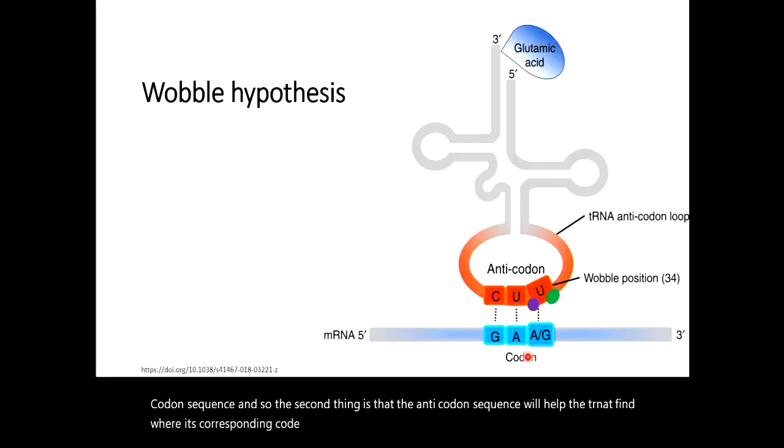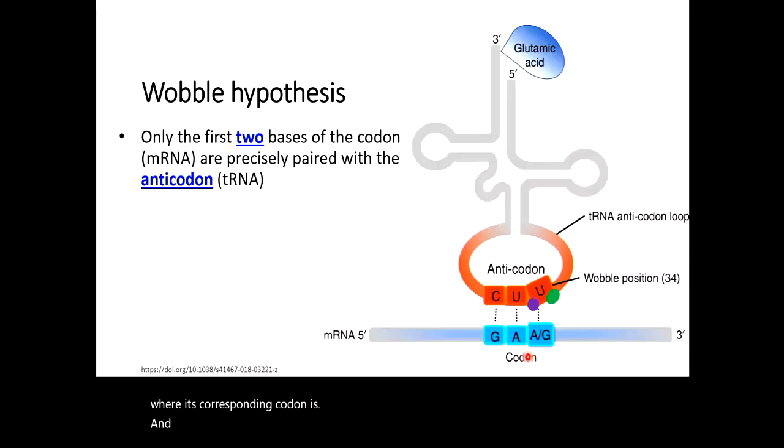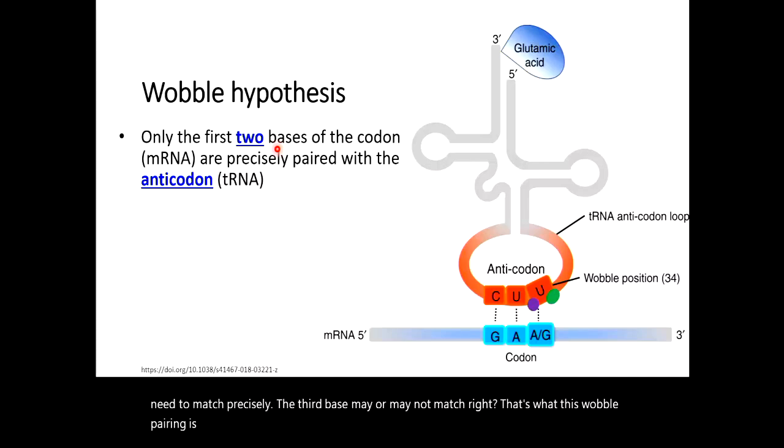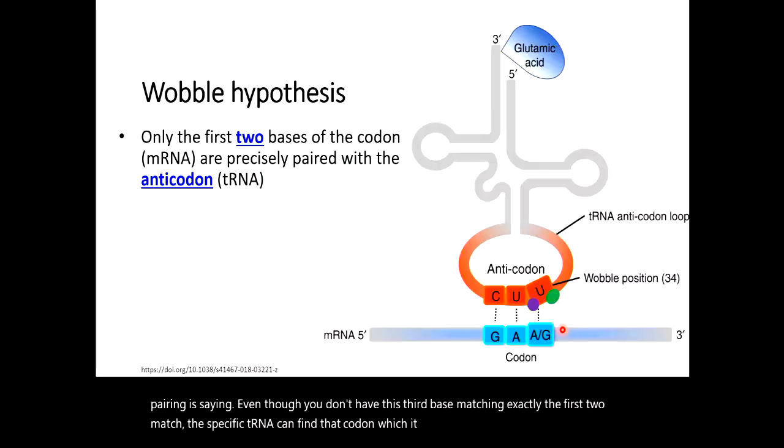And so the second thing is that the anti-codon sequence will help the tRNA to find where its corresponding codon is. And so in the interaction of the anti-codon with the codon sequence, only the first two bases need to match precisely. The third base may or may not match, right? That's what this wobble pairing is saying. Even though you don't have this third base matching exactly, if the first two match, the specific tRNA can find that codon which it is looking for.